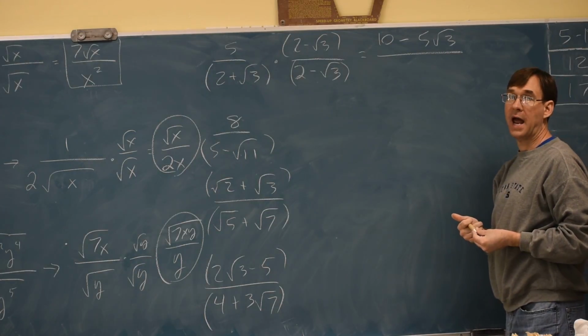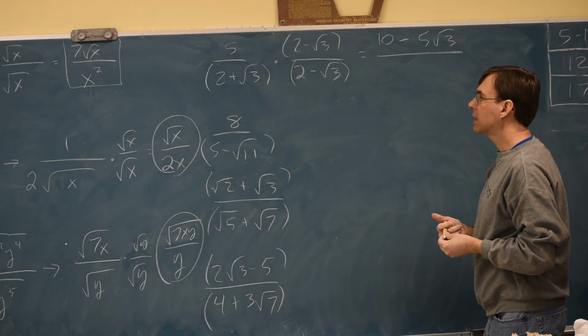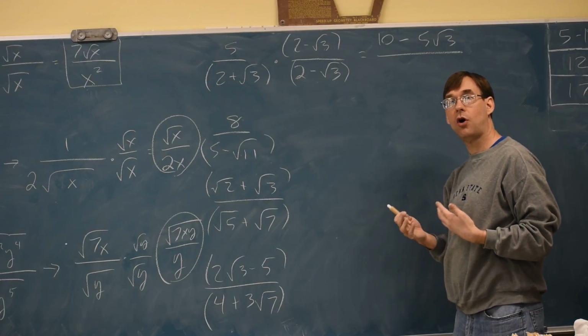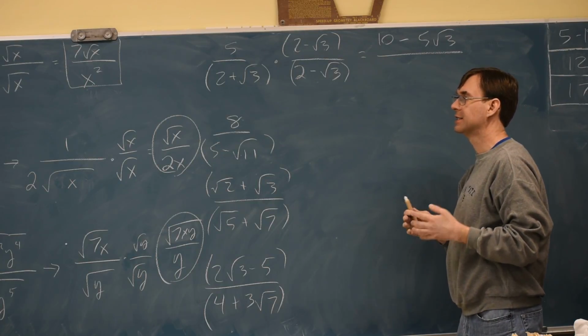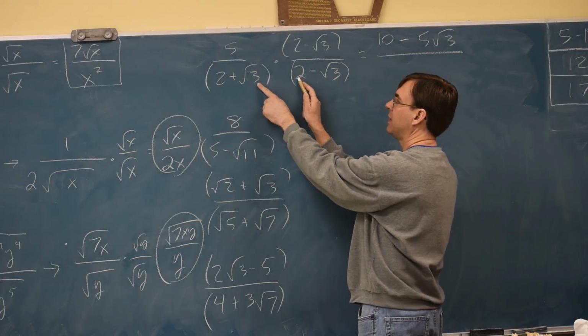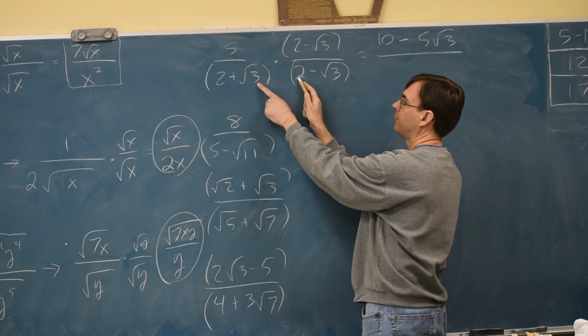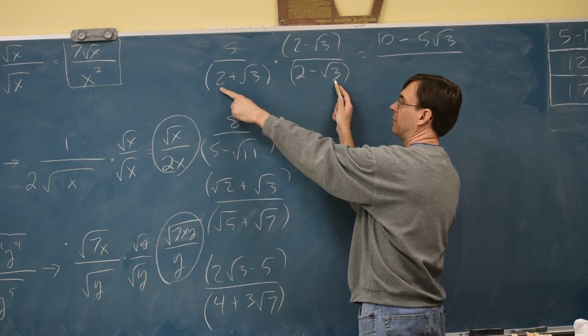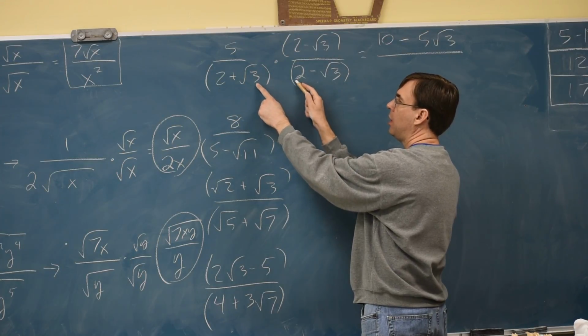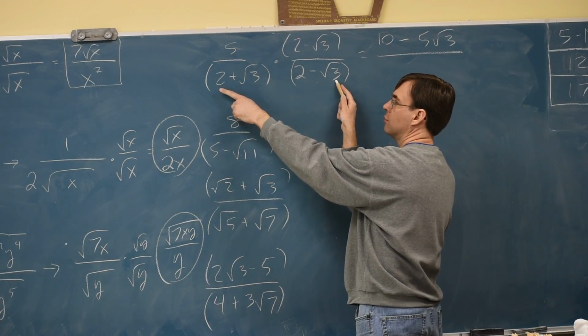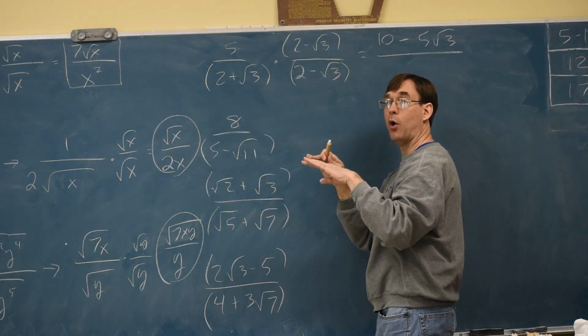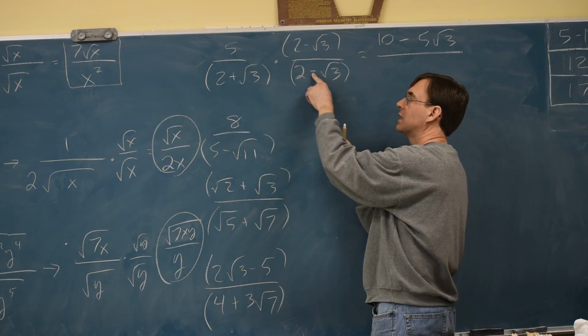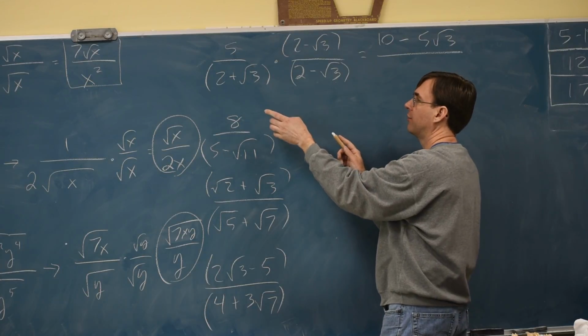On the bottom, we're going to have to FOIL, but not completely, because the reason we picked a conjugate is to get some nice eliminations. This is a positive 2 root 3. This is a negative 2 root 3. The positive 2 root 3 and the negative 2 root 3 will eliminate each other, and that will always happen. That's why we switched the sign, was to get that sort of elimination.